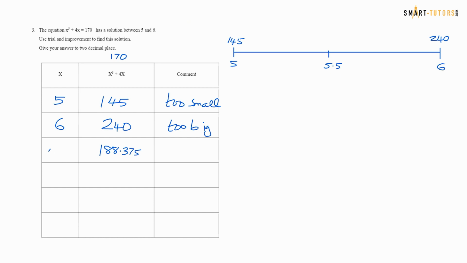So 188.375 for 5.5. We need to make a decision on that. So 188 something, definitely 170 is not going to come in this region. So I cross this region. That region is not going to be the answer region. So 170 is definitely between this one. So my middle point here is going to be 5.25. So this one is big.